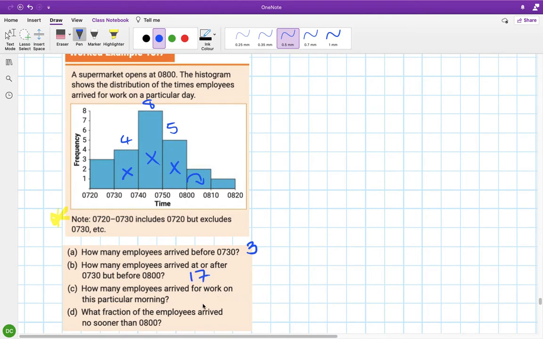13, yep. How many employees arrived for work on this particular morning? So 3, 4, 8, 5, that's a 2, and that's a 1. 12, 15, 20, 23. Yeah, 23.